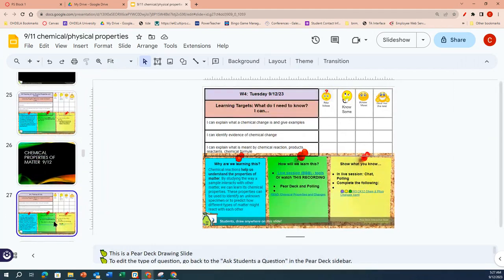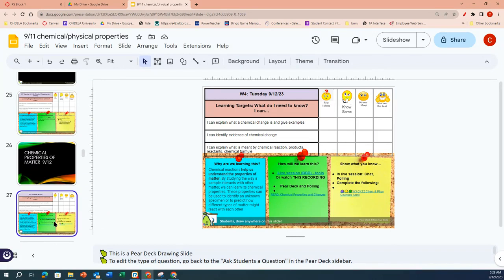So the target, what do I need to know? I can explain what chemical changes are and give examples. I can identify evidence of chemical change. I can explain what is meant by chemical reaction, products, reactants, and chemical formula.